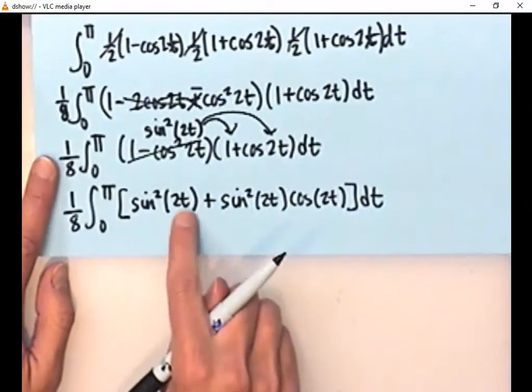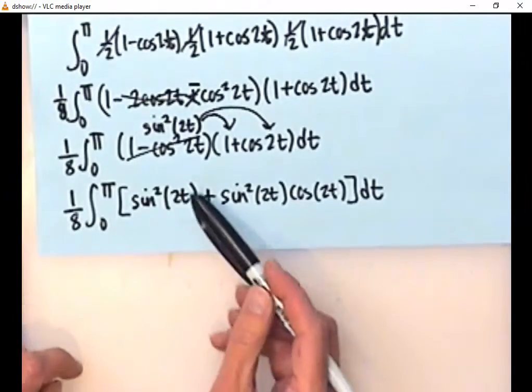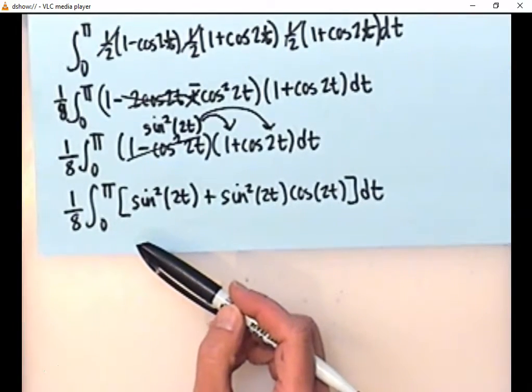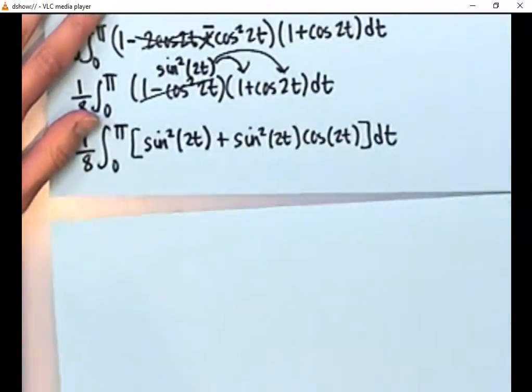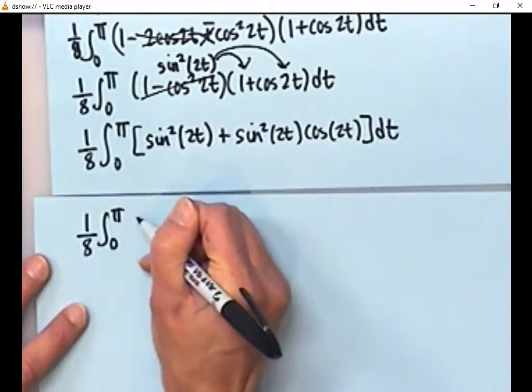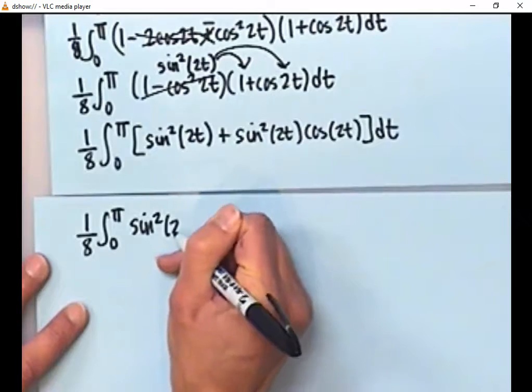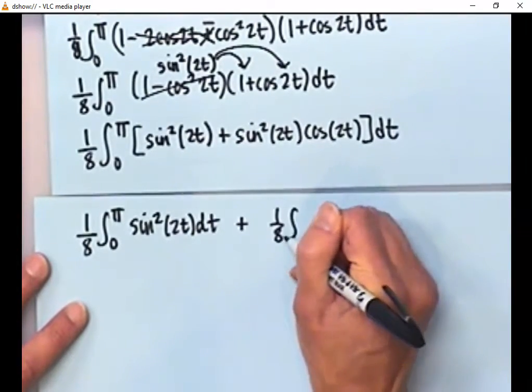What could I do to integrate a sine squared? Yeah, you'd probably have to do another power reducing, right? But I can, and that's not hard to do. So I could split this up now and just do two things. The one I could do by substitution, and the other one, this one, I could do by power reducing. So I'm just going to separate them into the two integrals.